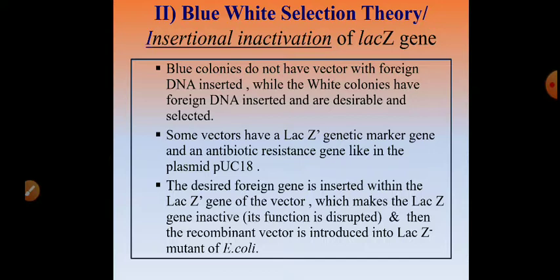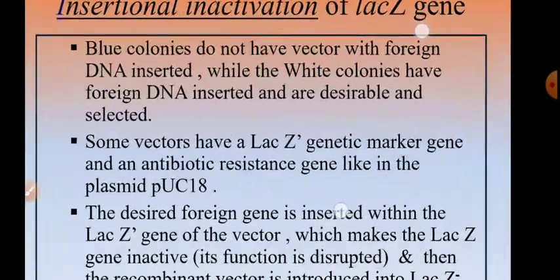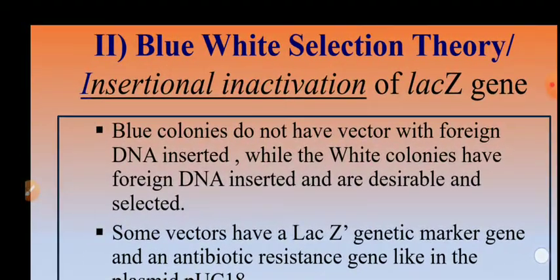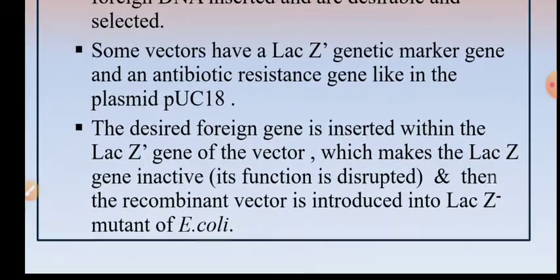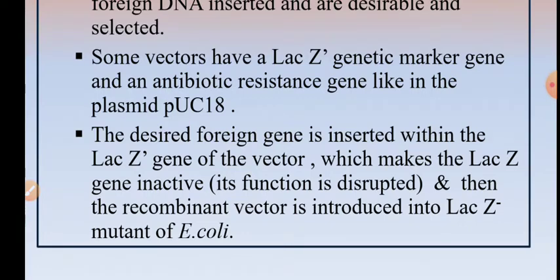Because blue colonies are produced by cells having vector without insert, without any foreign DNA, so they are not desirable. White colonies are produced by those cells which contain recombinant DNA having foreign DNA inserted inside them, so they are desirable. So white colonies are desirable, blue colonies are not desirable. For example, we are using pUC18 plasmid or such pUC plasmids which contain ampicillin resistance gene and lacZ gene. So lacZ marker gene is present and an antibiotic resistance marker like ampicillin resistance gene is present.